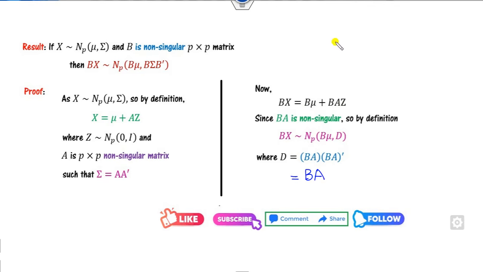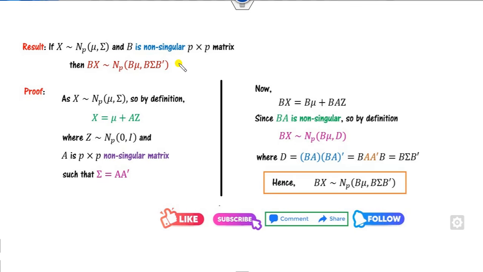Fine. Now, what is the BA transpose? That is A transpose times B transpose. So I can substitute this value. What is A times A transpose? That is sigma times B transpose. So I can substitute this value here, and you will get the same result as this one. Fine. And this result is very, very important in the case of the multivariate distribution.